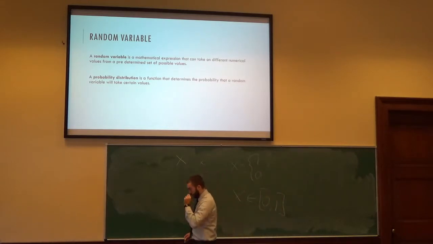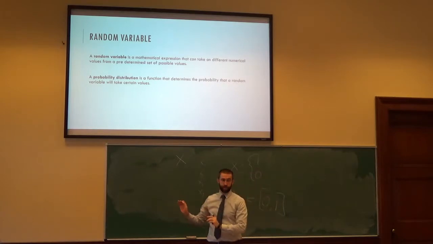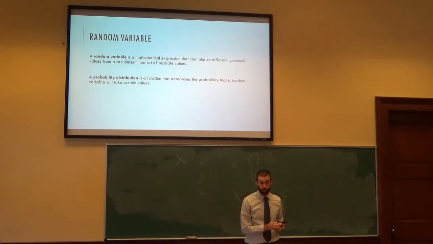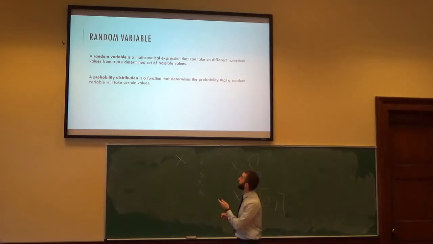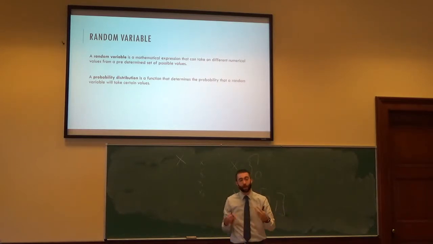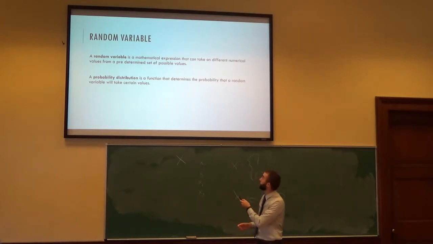So, a random variable is a mathematical expression that can take different values from some predetermined set of values. Now the probability that a random variable will take any particular value is given to us by a probability distribution. The probability distribution is a function that determines the probability that the variable will actually take any particular value. Okay, so let's go a little bit more deep on this.